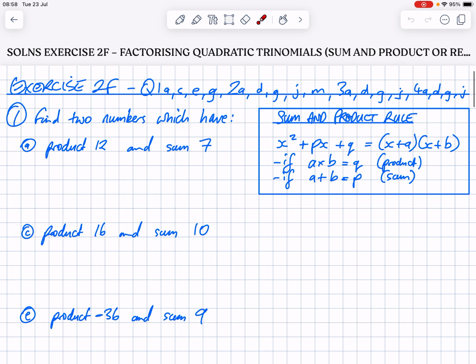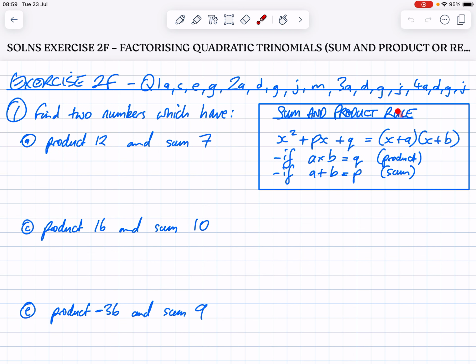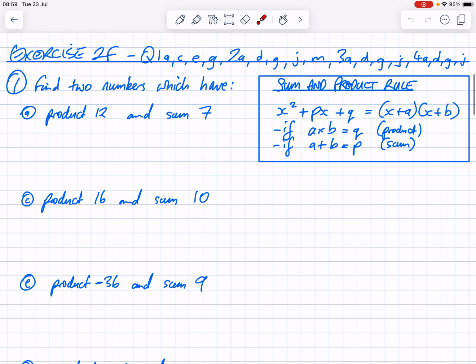And this is on factorizing quadratic trinomials, but the better name for it would be sum and product rule, which is the reverse of FOIL. So that rule was, if you've got a quadratic in this form, three terms, x squared plus px plus q, that factorizes to (x plus a)(x plus b). Where did these a's and b's come from?